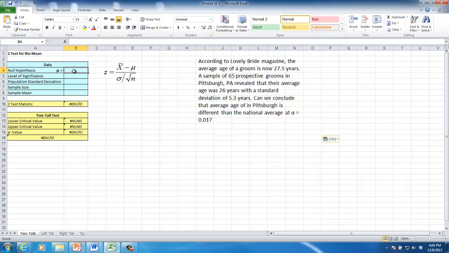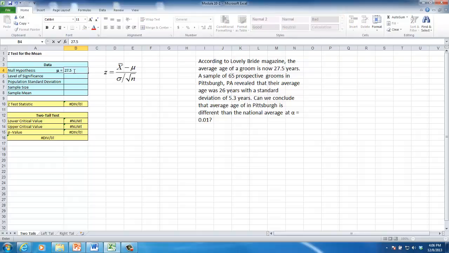The null hypothesis, mu for the population. The hypothesis is always about the population, so you don't test the sample, because the sample is already known. For instance, here 26 is the result for the sample. So we are not testing the sample, we are testing the population. The population average was 27.5.